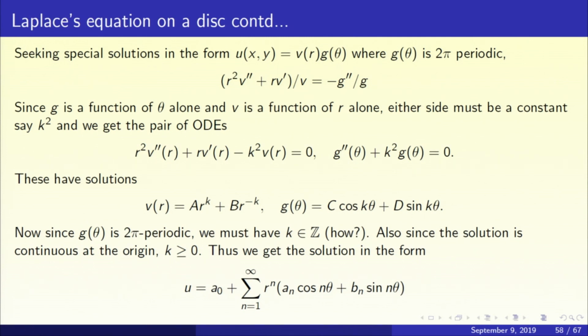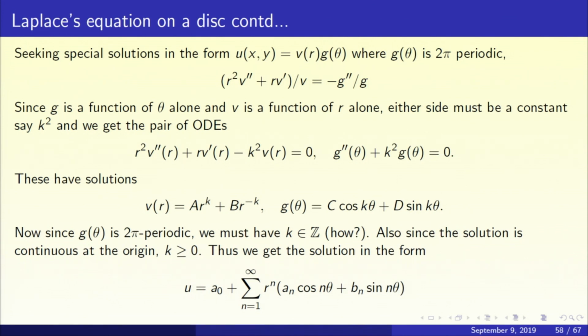Now let us specialize further. G is a 2 pi periodic function. If G is a 2 pi periodic function, the k that appears must be an integer. C cos k theta plus d sin k theta must be 2 pi periodic, and that forces k to be an integer. So k must be 0, plus minus 1, plus minus 2, plus minus 3.